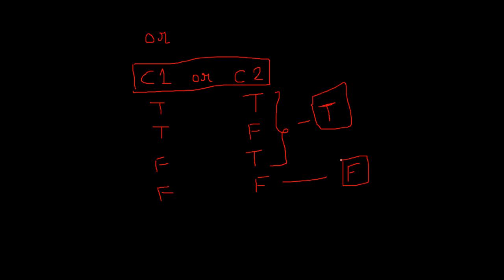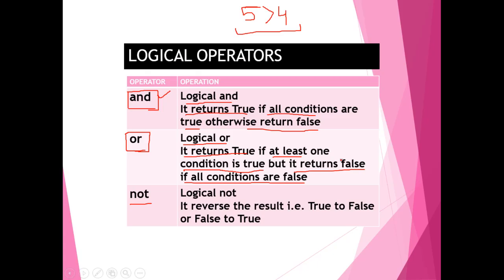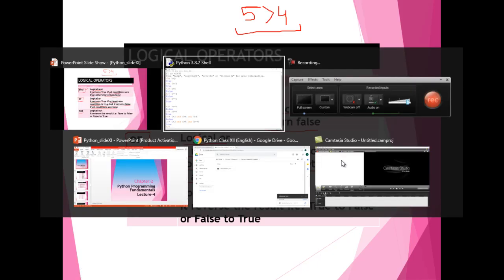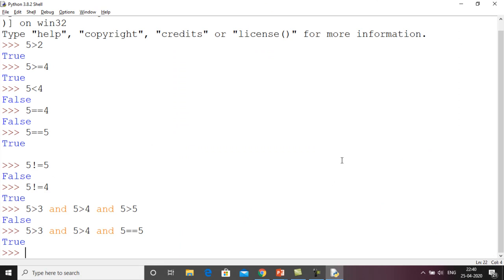Okay, so I hope you understand that in case of OR, if even a single condition becomes true, then the result is true. But it will give us a false result only when all the specified conditions are false. So let us see practically how it works.